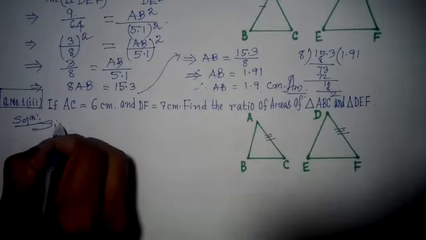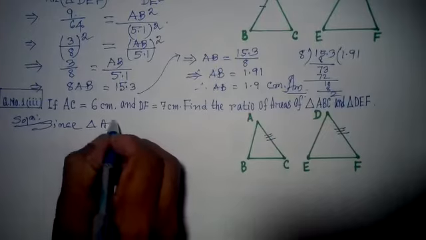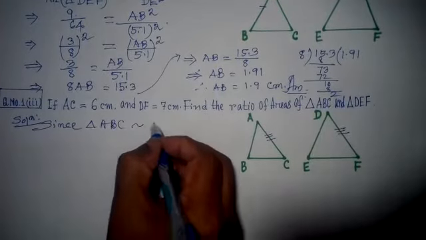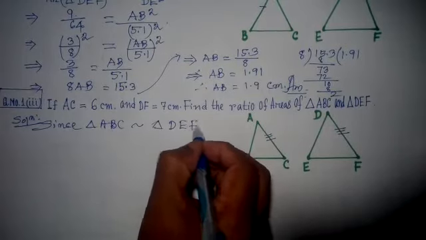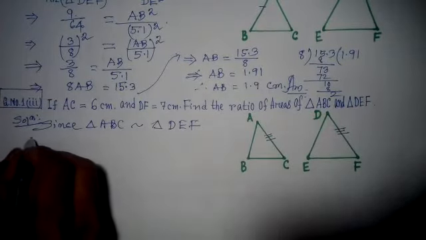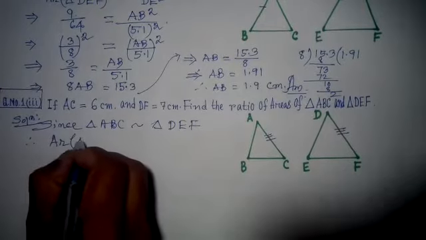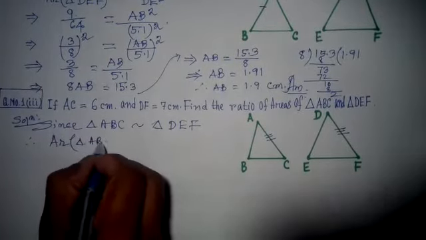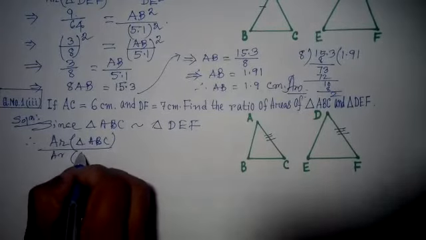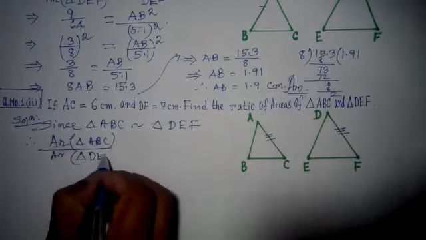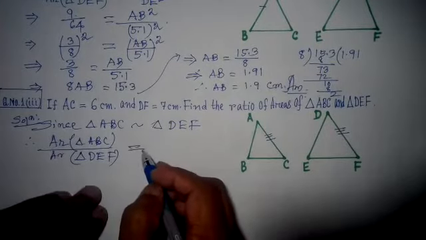Since triangle ABC is similar to triangle DEF, so what will happen? Area of triangle ABC divided by area of triangle DEF is equal to the square of the ratio of their corresponding sides.